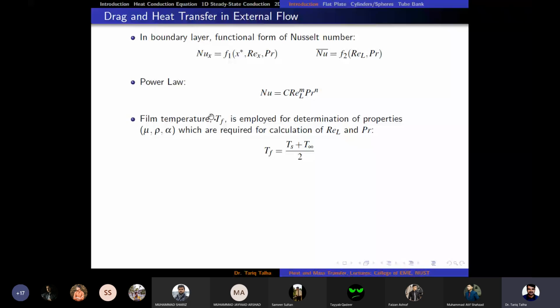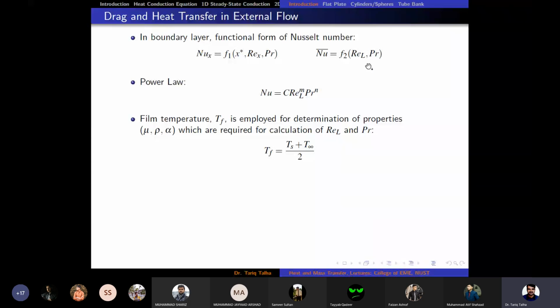Shariz is asking again why we need film temperature. The thing is, if you look at this power law formula, the Nusselt number is dependent upon Reynolds number and Prandtl number. How do we define Reynolds number for a flow? We need to know rho, u infinity, and the length of the flat plate, divided by mu. So we need to know these two physical properties, rho and mu. And for the calculation of Prandtl number, we need to know nu, the kinematic viscosity, divided by alpha, which is thermal diffusivity.